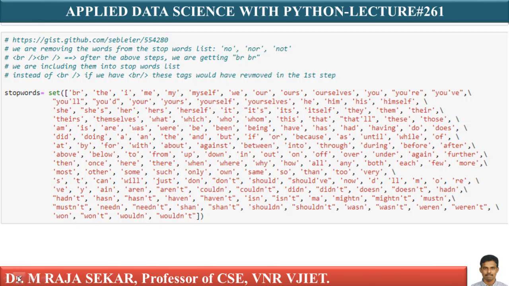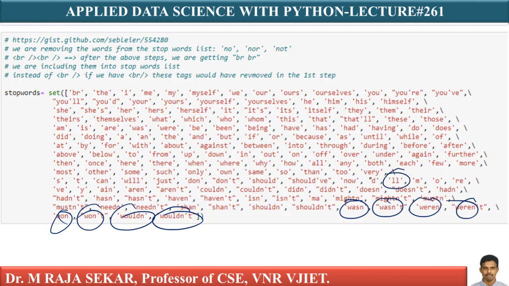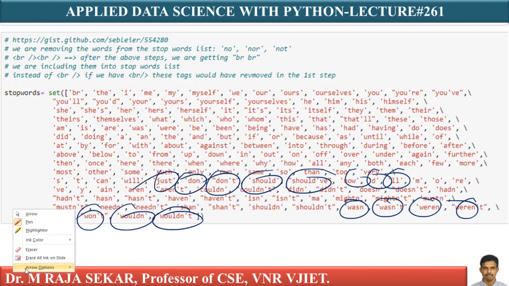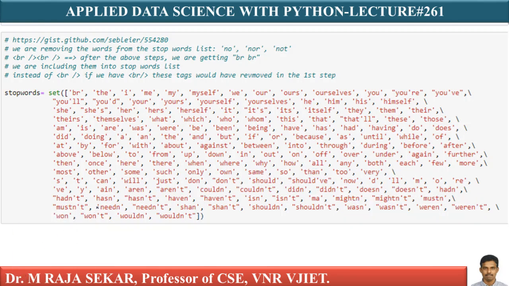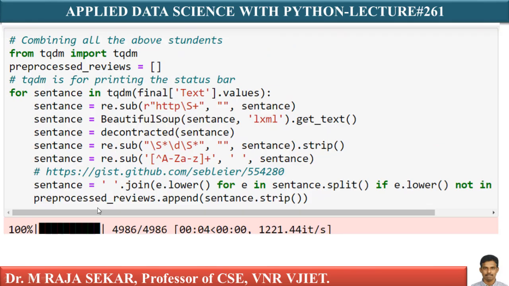Now what am I doing? I am updating my stop words list. Now in stop words I am adding these things: won't, wasn't, was not, weren't and were not, and so on. There are also should have, shouldn't. After observing my review data set carefully, we are adding a few more words to our stop word list.